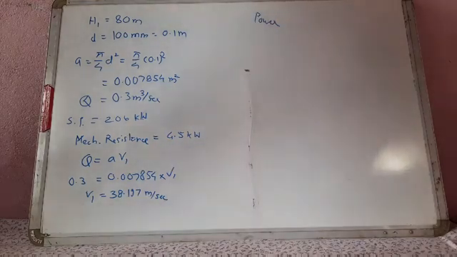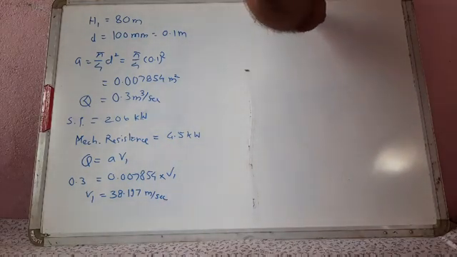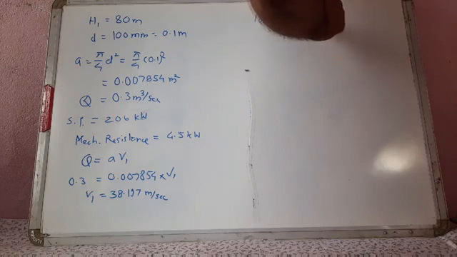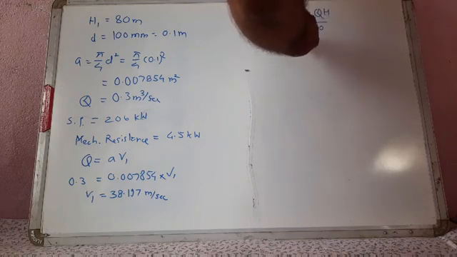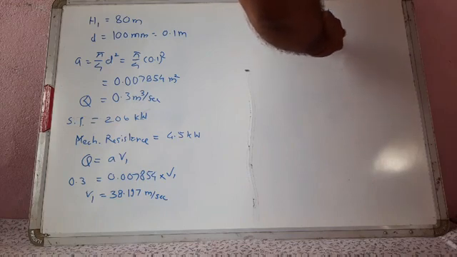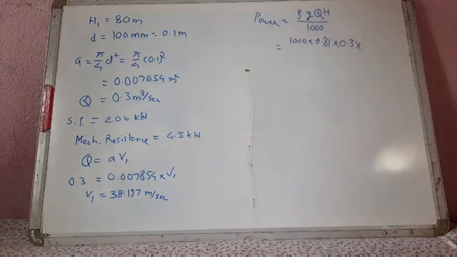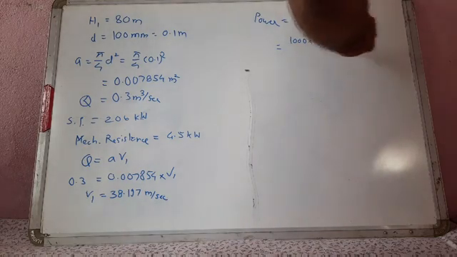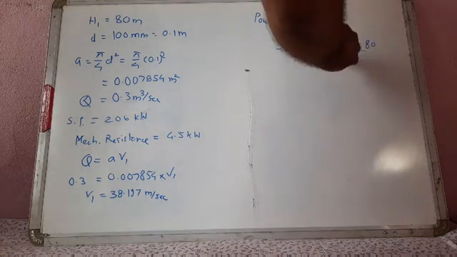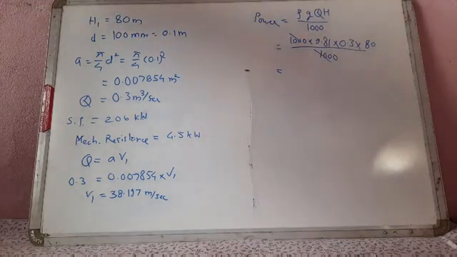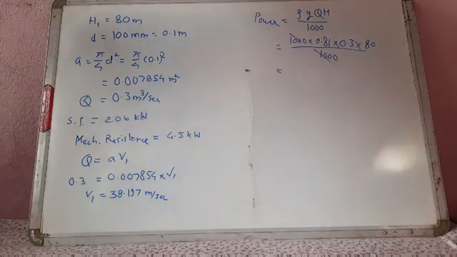Now we have to calculate the power at the base of nozzle in kilowatt. Power in kilowatt equal to rho G Q H by 1000. The value of rho for water is 1000, G is 9.81, Q is 0.3 and H is equal to 80 meter, that divided by 1000. Cancelling this 1000, the power in kilowatt is 235.44 kilowatt.